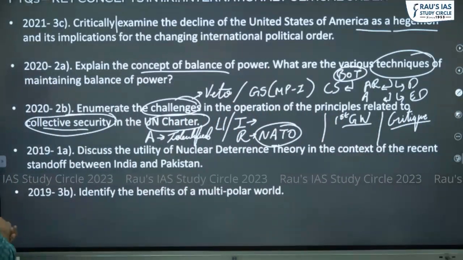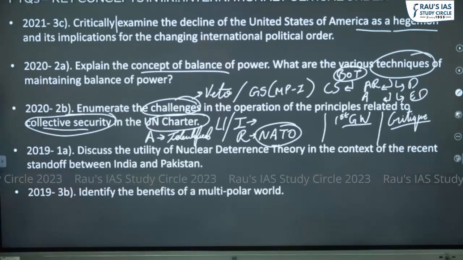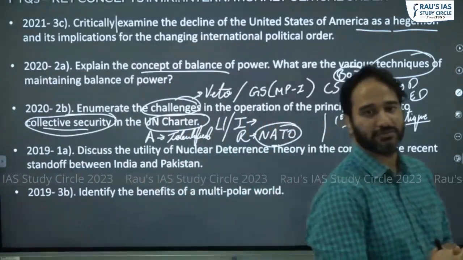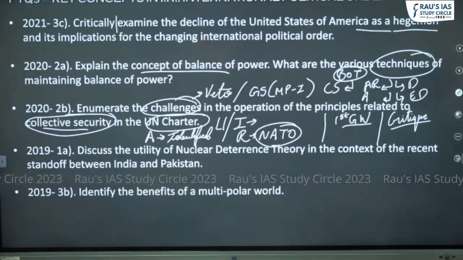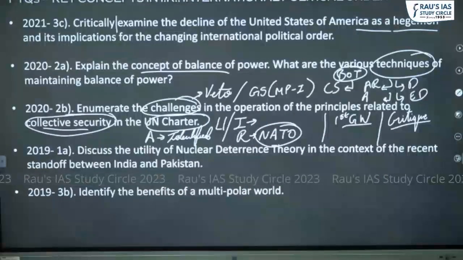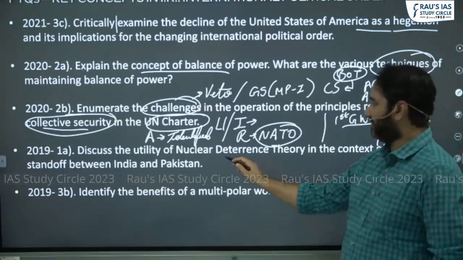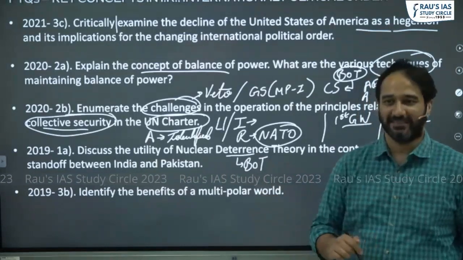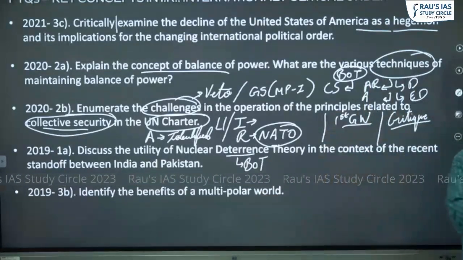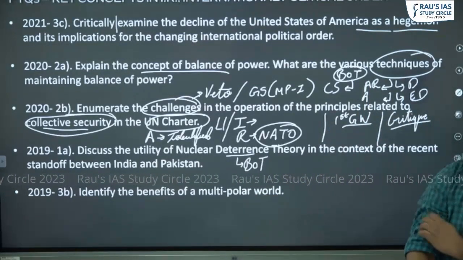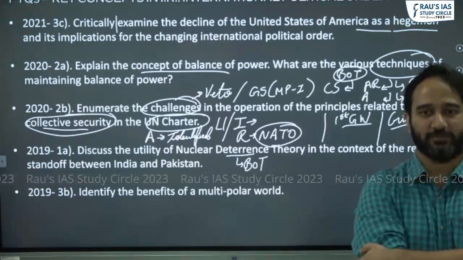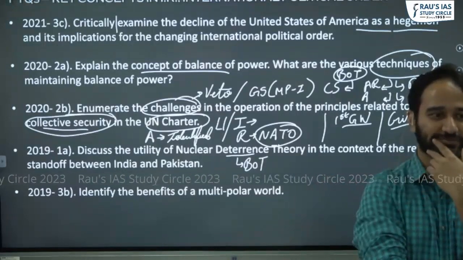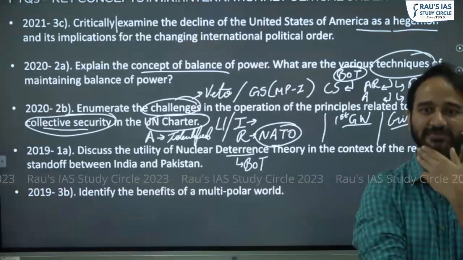Discuss the utility of nuclear deterrence theory in the context of recent standoff between India and Pakistan. Introduction. First, explain what is deterrence. And it comes in relation to balance of terror and how both the countries are also using nuclear weapons. We've done this under nuclear threats and under deterrence also. What is the confusion?